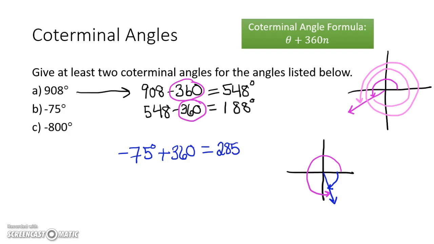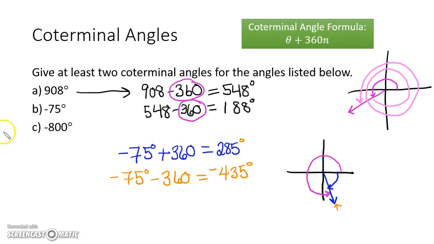Now, it says we want 2 coterminal angles, so let's do something different. Let's take negative 75 and make it more negative. Doesn't matter. Not a big deal. So negative 75 minus 360 gets me negative 435 degrees. So this would be another coterminal angle that's going to end right there. Okay, so we've done those 2 so far.